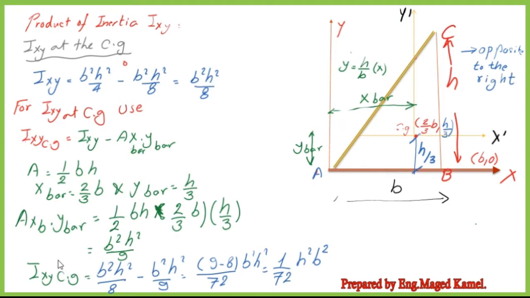So our IXY at the CG equal to b squared h squared over 8 minus b squared h squared over 9, making the denominator as 72. We have 9 minus 8 inside bracket divided by 72 multiplied by b squared h squared, and at the end we will have plus 1 over 72 h squared b squared will be the value of the product of inertia at the CG for right angle triangle.